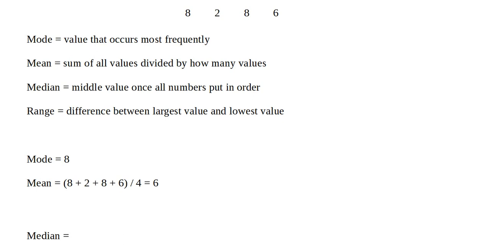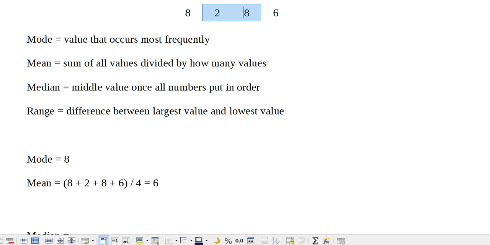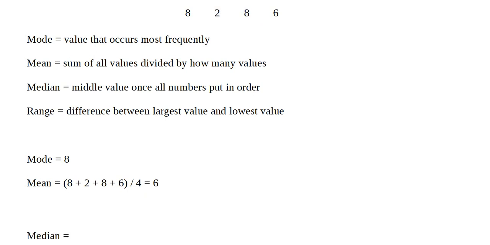And then the median. Well, to get my median, again, the first thing I have to do is put them in order. I don't just say, well, I have 2 and 8, so halfway between those is 5. I must put them in order first. So if I do that, I get this.